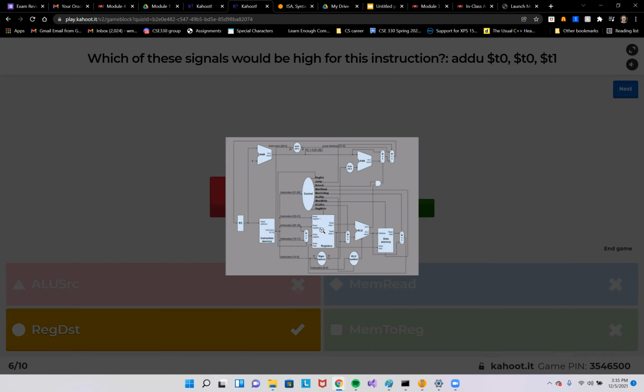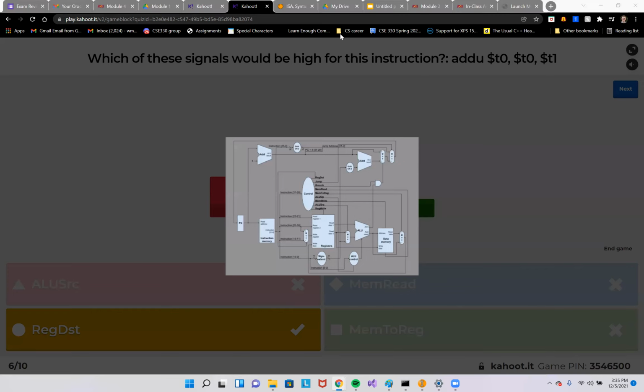this is an R-type instruction, right? So we're using the third register. And then the ALU source, we're not using that because we don't have an immediate. Yeah, it's a three register instruction. So that's why we're doing the reg destination.